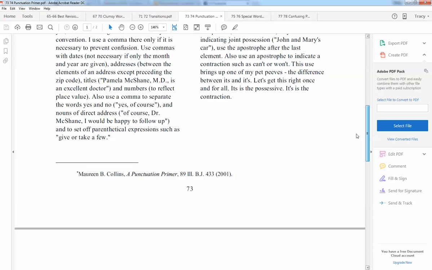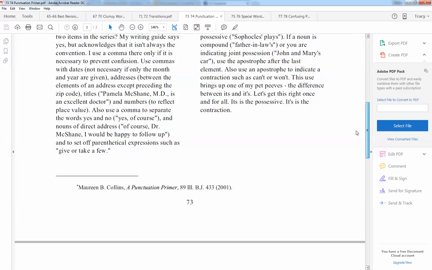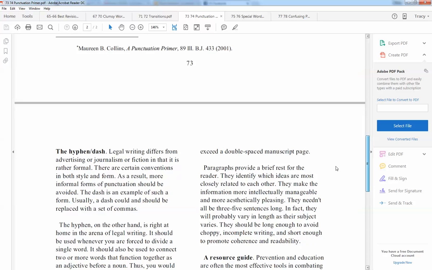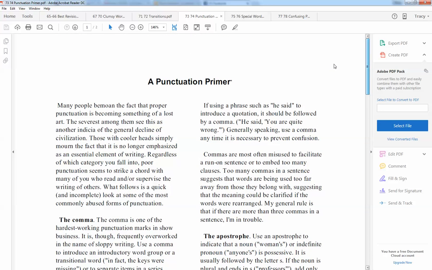This is an article from Illinois Bar Journal. It's a very short article by Maureen Collins called A Punctuation Primer. And this just covers the definitions of the most common marks of punctuation so that you can refresh your memory on that. And so that it makes it easier in step 5 to evaluate whether or not you've used your punctuation correctly.